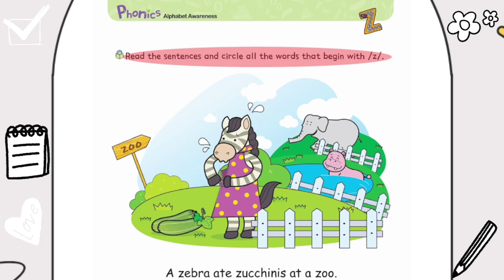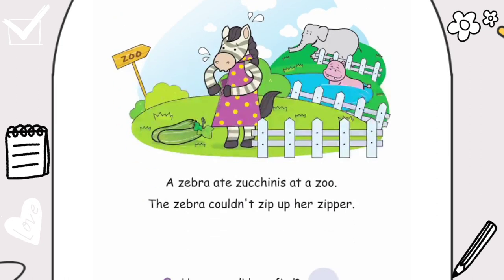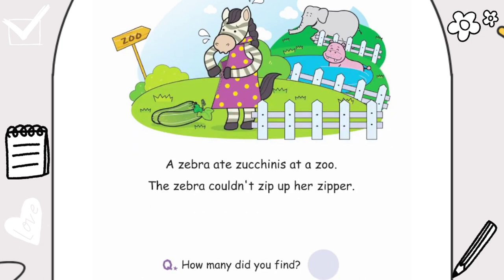All right. Now, let's go to our reading. A zebra ate zucchinis at a zoo. The zebra couldn't zip up her zipper. Now let's find all the words that begin with Z. Z. Are you ready? Let's start.